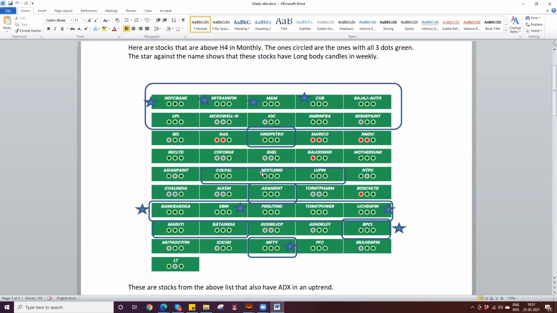So the bracketed names here are the ones which are above H4 monthly and have three green dots. So that's a kind of a filtration of the H4 list. Otherwise, the H4 list is what? 1, 2, 3, 4, 5, 6, 7, 8, 9. So that's 45 plus 146 names.